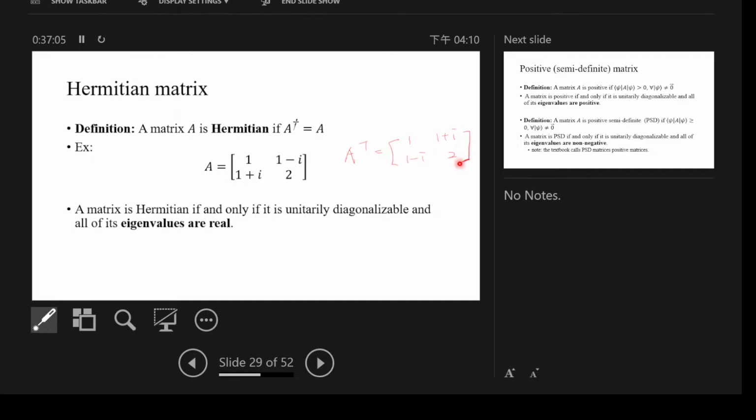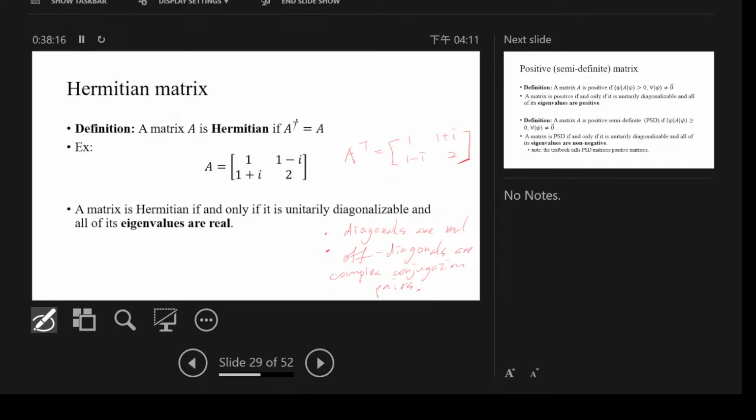And then we do complex conjugation on this. Then you see this 1 plus i turns back to 1 minus i, and 1 minus i turns back to 1 plus i. And so from this example, you can see a property of a Hermitian matrix. Its diagonal elements are real, because you don't move them in the transpose, and they must equal their own complex conjugate. Diagonals are real, and off-diagonals are complex conjugation pairs. So this 1 minus i is the complex conjugate of this 1 plus i.